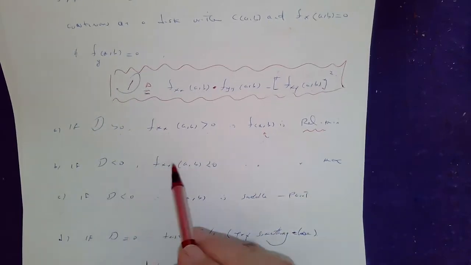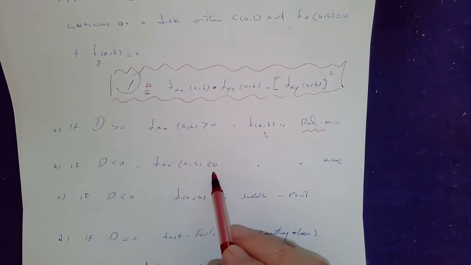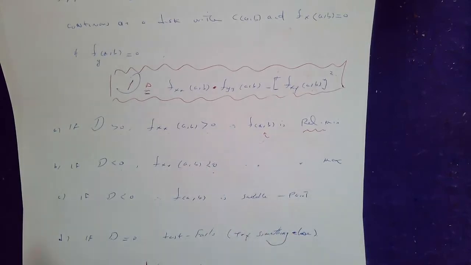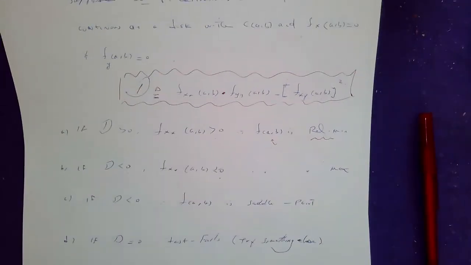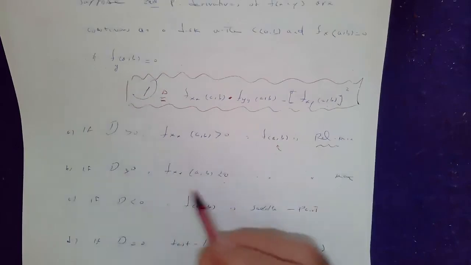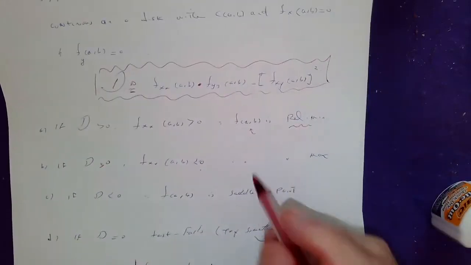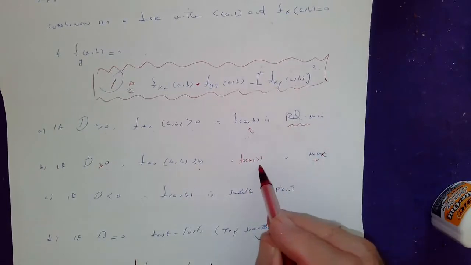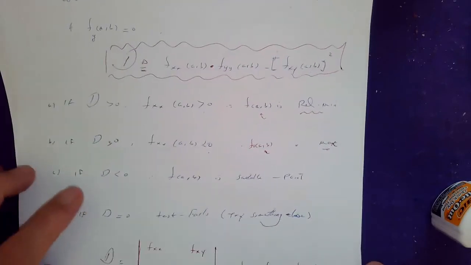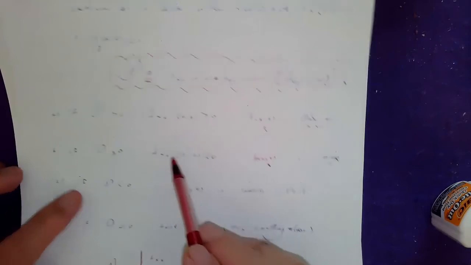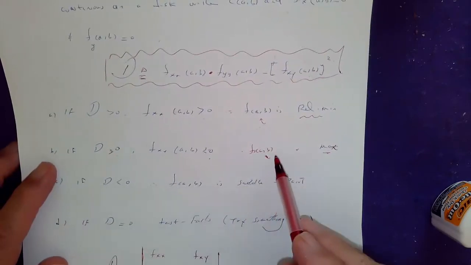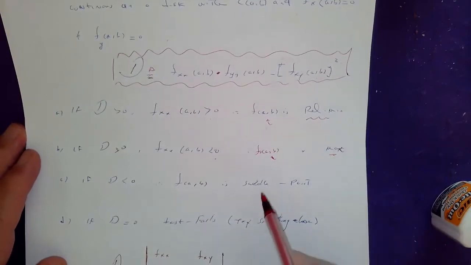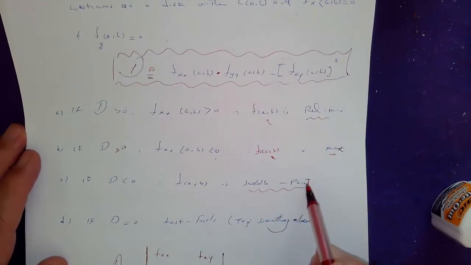If D is negative, but fxx is also negative, then, excuse me, this is supposed to read positive, sorry. If D is positive, just like before, but fxx is negative, then we say the function has a relative maximum at (a, b). If D is negative, regardless of the sign of fxx, we say the function has neither a maximum nor a minimum.